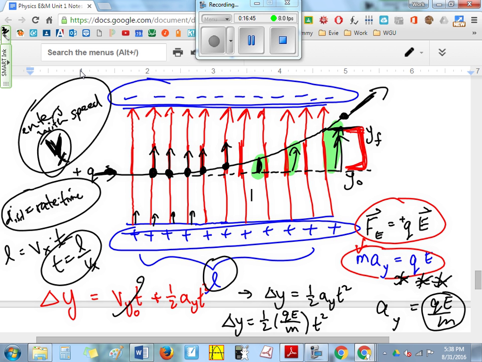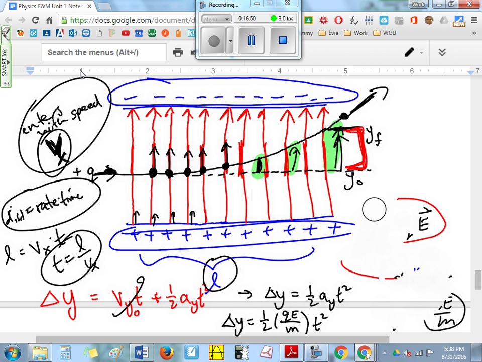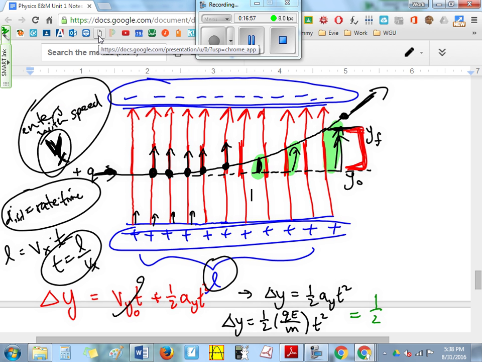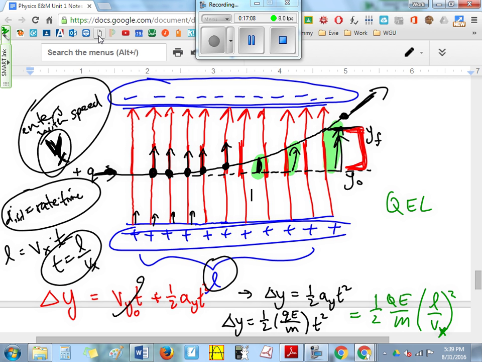Okay? So I know it's messy, but I'm going to go down to the very bottom, erase a couple things that are already there and I don't need anymore, and I'm going to write my answer in green pen. So delta y is officially 1 over 2 QE over m, and then I'm sticking in an L over v sub x, and it's squared. So my final answer is this: QE L squared, lowercase l, all over m v sub x squared. This is our deflection.